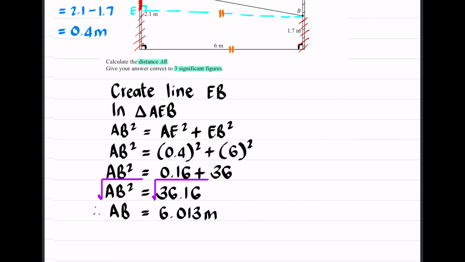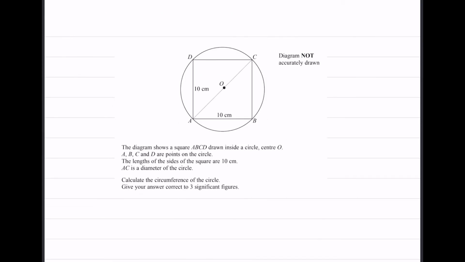meters. Alright, in this next question it says the diagram shows a square ABCD drawn inside a circle, center O. So we see the center again. A, B, C and D are points on the circle. The lengths of the sides of the square, so we have a square, are 10 centimeters. AC is a diameter of the circle. Calculate the circumference of the circle, correct to 3 significant figures.